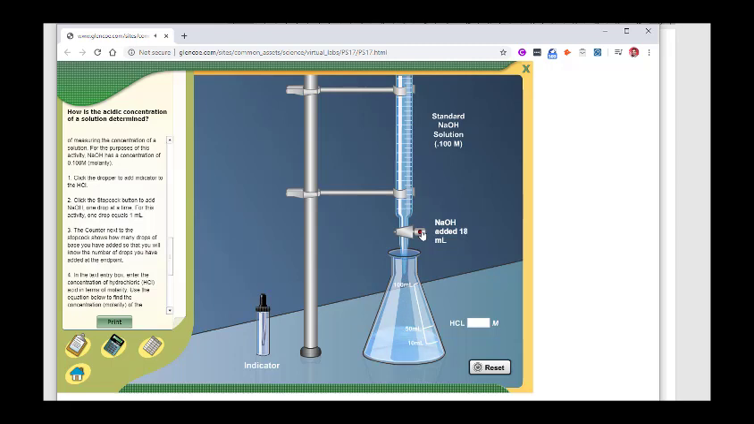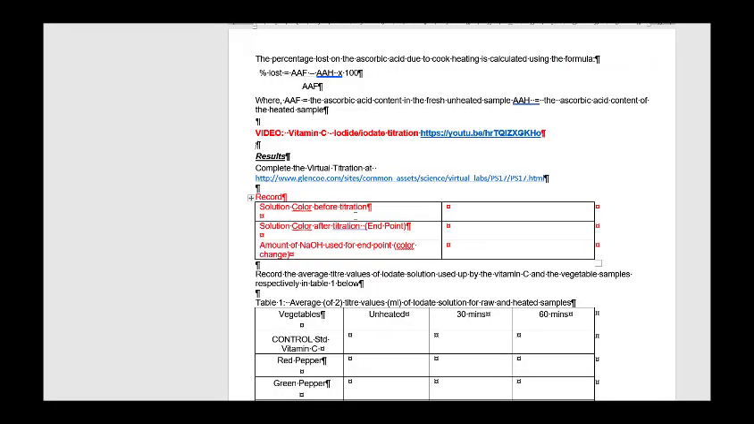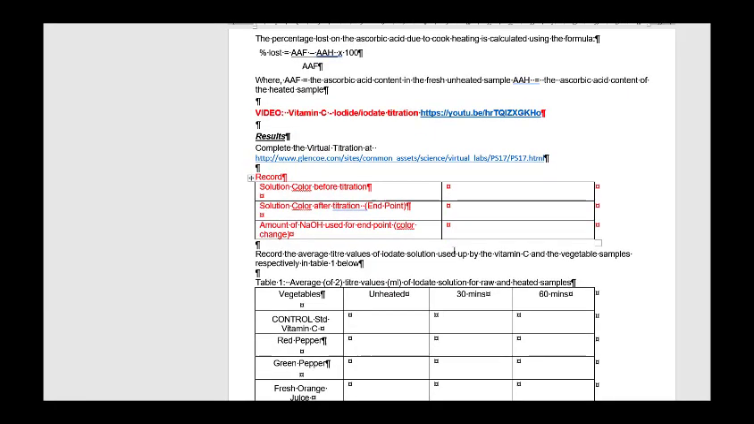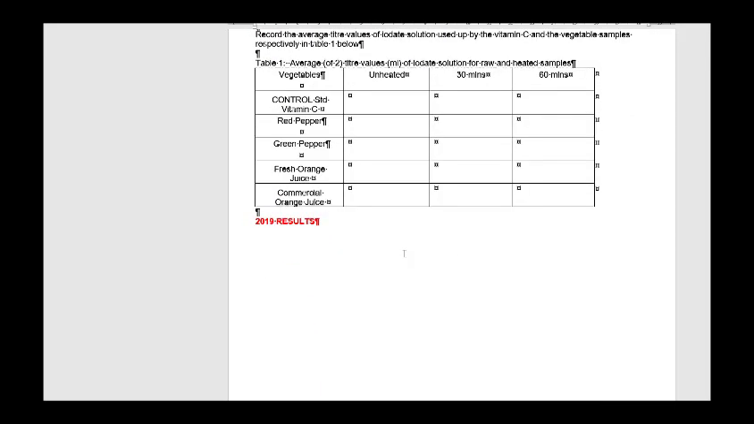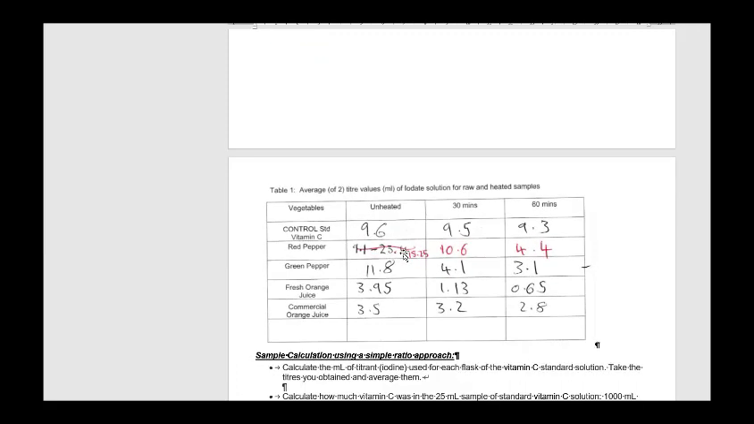Okay, that must be the end point. I've just gone past it. So in that run, it looks like the end point was 17 mL. Yeah, so I've gone too far. So once you've had a go at that virtual titration, remember to enter in your results. And then for our experiment, I've got some results from last year that we can use.